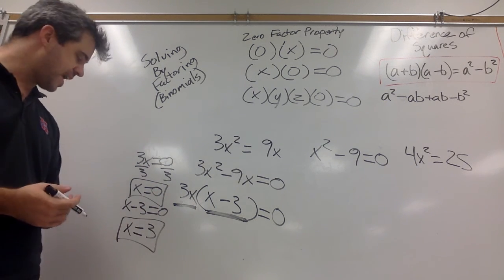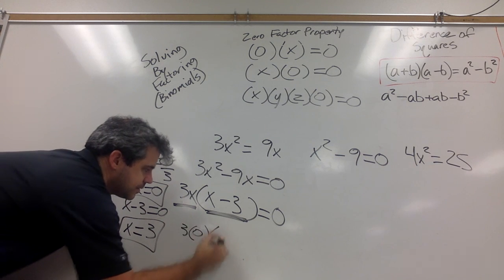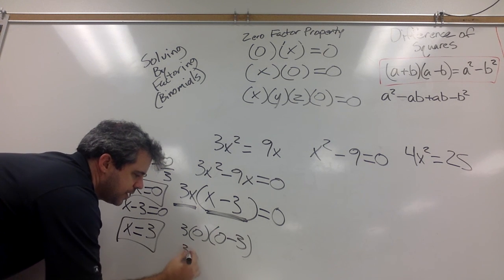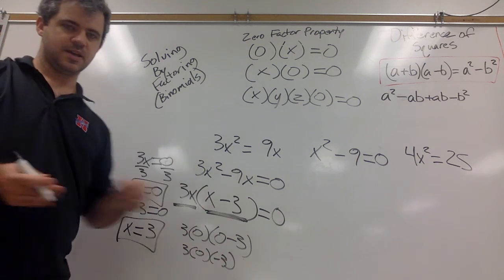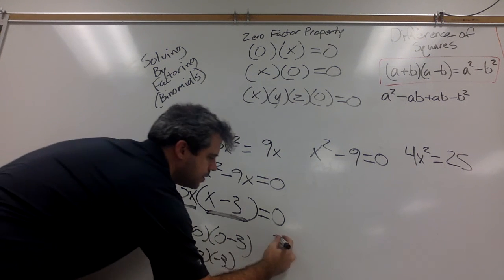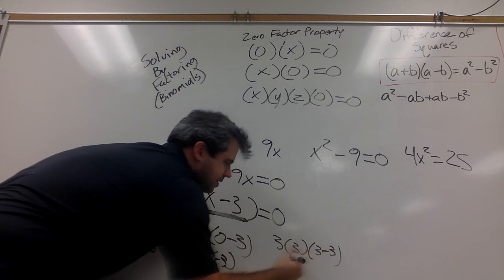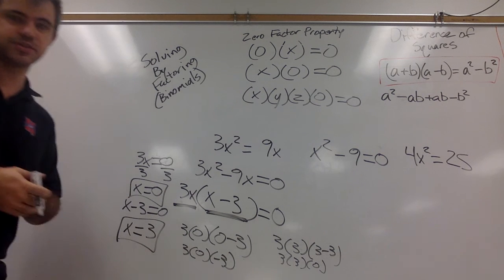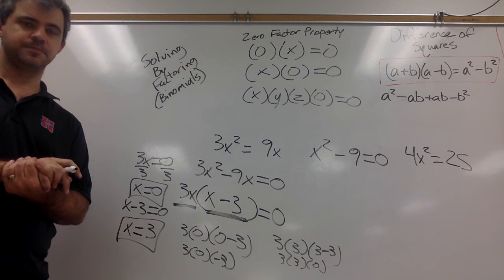We can check those real fast. If we plug in 0, we get 3 times 0, 0 minus 3. So 3 times 0 times negative 3 is 0. Same thing, we can do the 3. 3 times 3 times 3 minus 3. That's 3 times 3 times 0, which is 0. So both of those wind up being valid solutions.